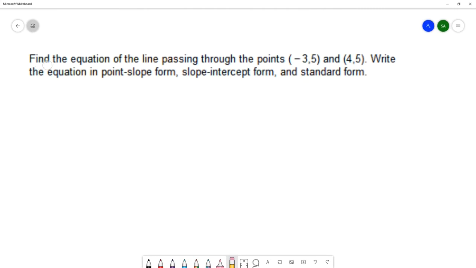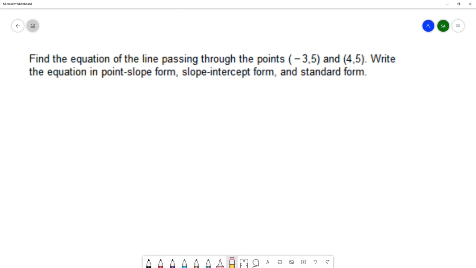On this question, we want to find the equation of the line passing through the points (-3, 5) and (4, 5). Write the equation in point-slope form, slope-intercept form, and standard form. So we're going to need quite a few formulas to work through all the steps in this problem.